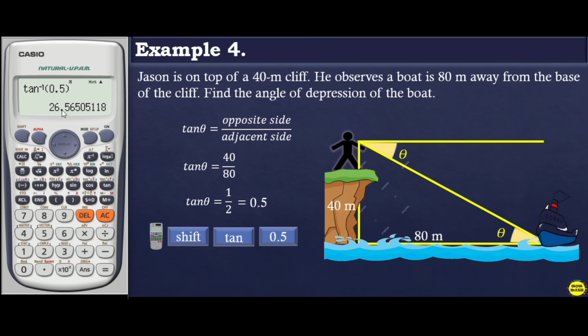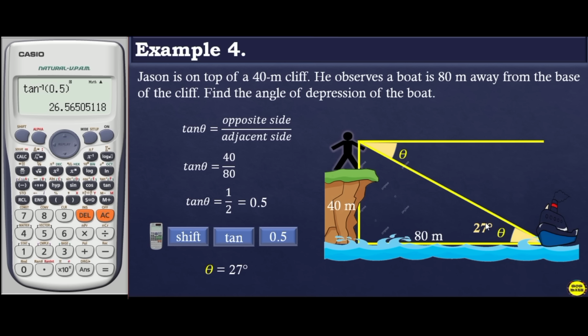So, we have 26.57. But since ito po ay angle, pwede natin i-round off to the nearest whole number. Okay? So, whole number is 27. Bakit? Kasi this is 5. So, ibig sabihin, your angle, your theta is 27 degrees. Okay? Since angle naman tayo, pwede mo na siya i-round off to the nearest whole number. So, that is 27. So, your angle, your theta here is 27 degrees.